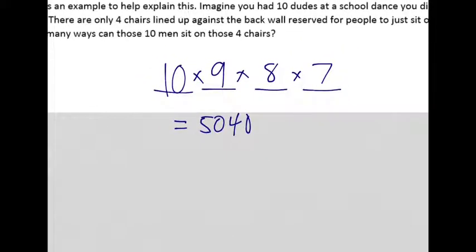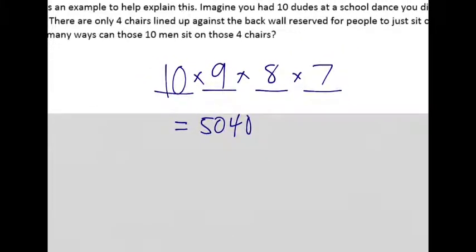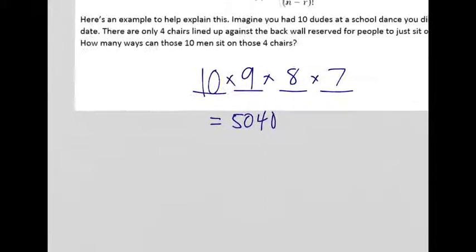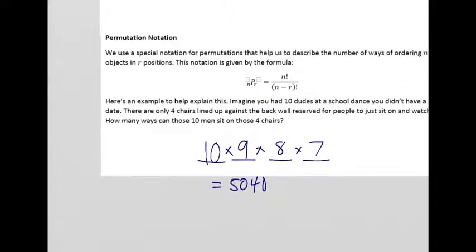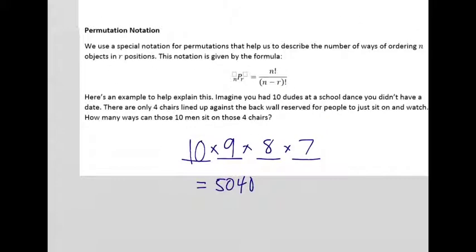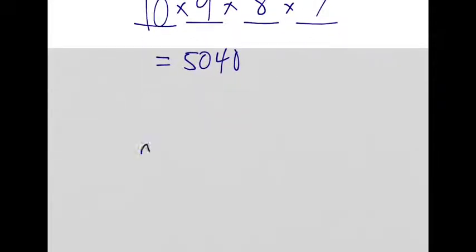You can also do this using permutation notation. Here's how that works. Here's a general formula for permutation notation. nPr would mean the number of things you have and the number of positions for those things. So in our case, the number of things that we have is 10, and the number of positions for those things would be 4.